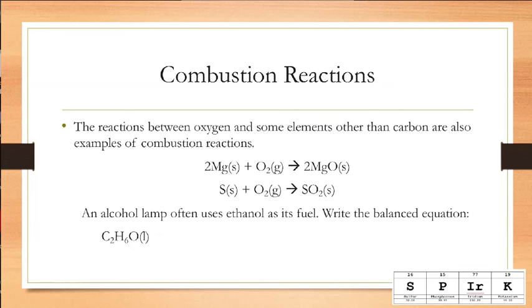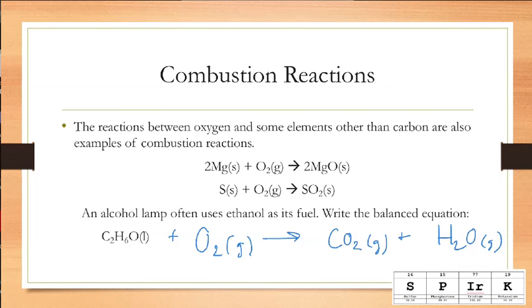So if we look at ethanol, we have a hydrocarbon. So we are going to combine this with oxygen, and that's going to react to give us CO2 and H2O. So again, when we write our equations out, the last step is to always balance them. So let's balance out our carbons. We have 2 on the left and only 1 on the right. So we're going to add a 2 in here.